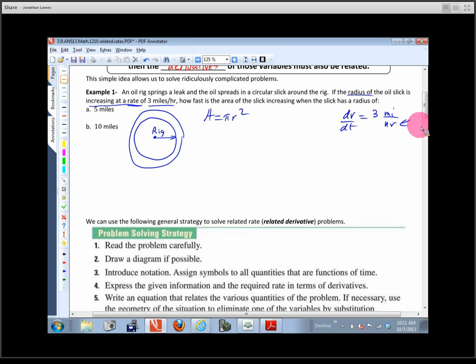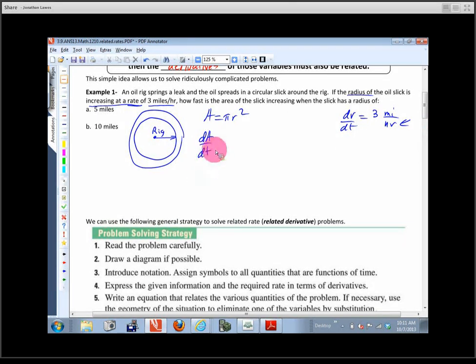Okay? In fact, to my knowledge, there's not a single problem on the assignment. Nearly always related rate problems are done with respect to time. So we're always going to just differentiate with respect to time. So what is the derivative of A with respect to t? dA/dt.